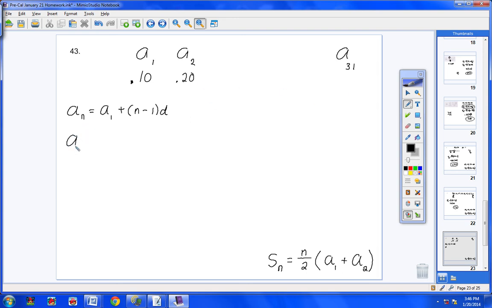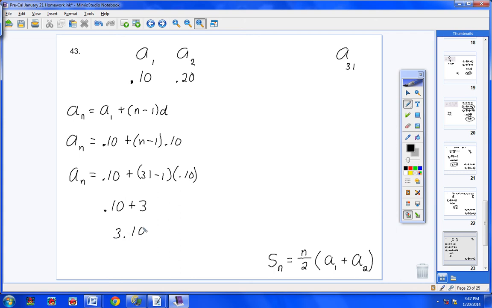So my nth term is my first term plus n minus 1 times my common difference, which is 10 cents. I want to find out what the 31st term is, so for n, I'm going to put 31. So I have 0.10 plus the quantity 31 minus 1 times 0.10. We can do a little bit of this in our head. 31 minus 1 is 30. 30 times 0.10 would be 3. So we have 0.10 plus 3. Add those together and you will get 3.10. All right, so there we go.